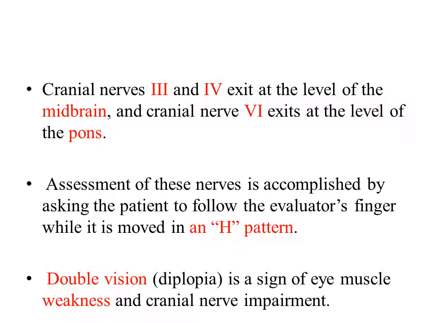بنكمل الآن كيف نفحص ال cranial nerve أو ال pupillary changes among patients with TBI. Cranial nerve number 3, 4 exists at the level of midbrain, and cranial nerve number 6 exists at the level of the pons. Assessment of these nerves, 3 oculomotor, abducens and trochlear, by a shape as we said. Double vision, which is diplopia, is a sign of eye muscle weakness and also cranial nerve impairment.